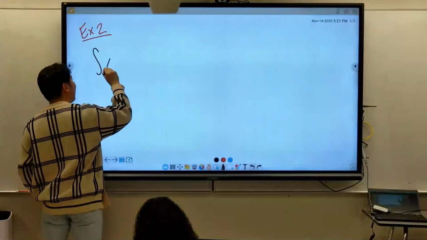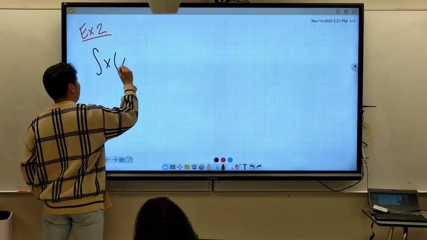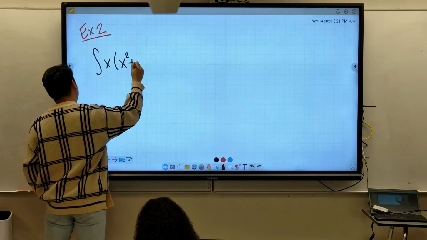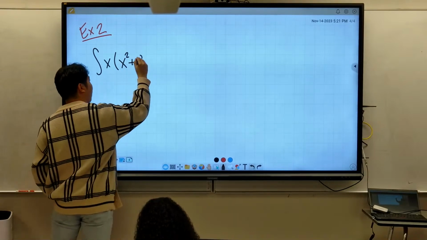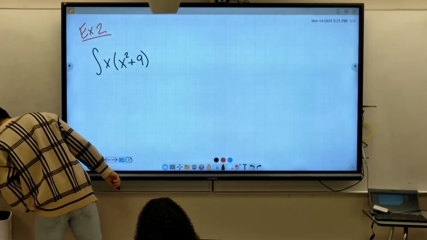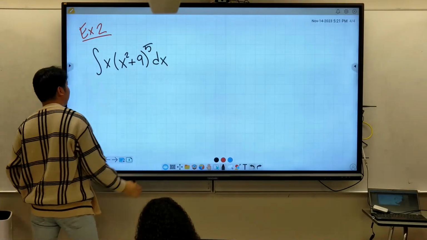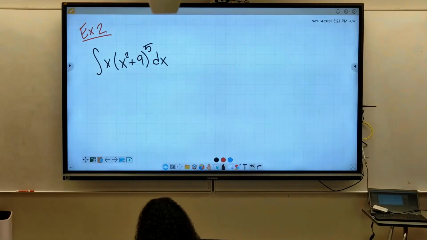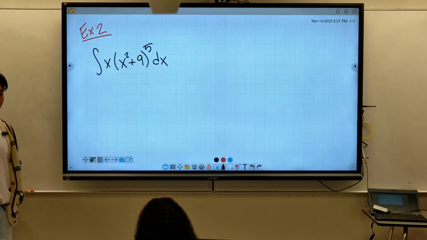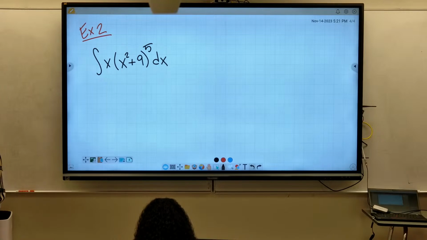Let's do x times x squared plus 9 all to the 5th power dx. So again, I'm going to lead y'all through and figure out what u is here. I want to find and define u to be one whole expression such that I can see that its derivative is in the original somehow.